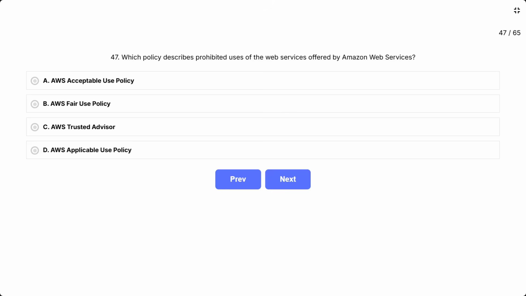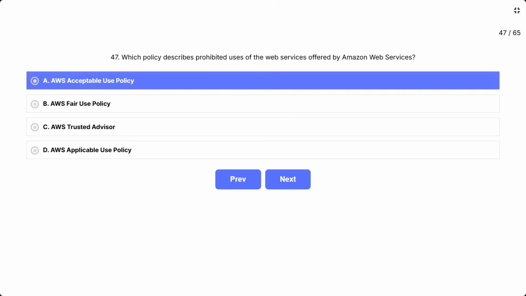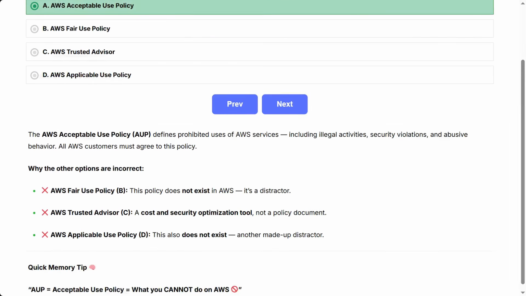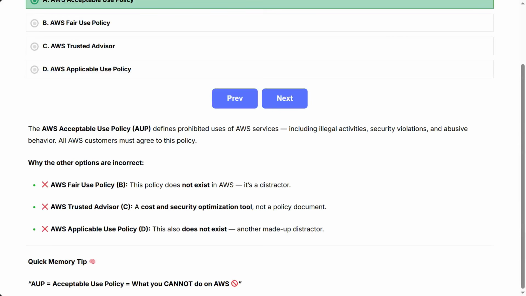The correct answer is A. AWS Acceptable Use Policy. The AWS Acceptable Use Policy, AUP, defines prohibited uses of AWS services, including illegal activities, security violations, and abusive behavior. All AWS customers must agree to this policy. Why the other options are incorrect?